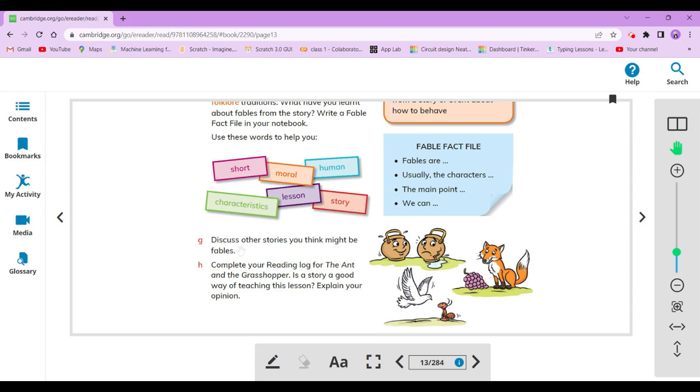Now we're going to discuss the other stories you might think may be fables. Now complete reading the log for The Ant and the Grasshopper. Is a story a good way of teaching this lesson? Explain your opinion. I think yes, it is a good way of teaching a lesson because other than a long lecture, stories would be interesting.